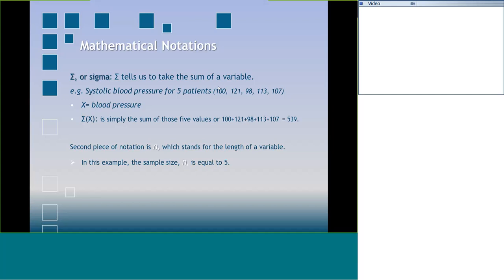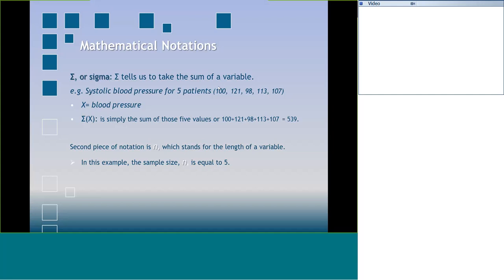Sigma tells us to take the sum of a variable. So let's assume we have the systolic blood pressure readings from 5 patients, and those readings are 72, 65, 67, 72, and 80. We will use X to represent the blood pressure data of the 5 patients. The sum of X, or sigma X, is simply the sum of those 5 values, 72 plus 65 plus 67 plus 72 plus 80, or 356.